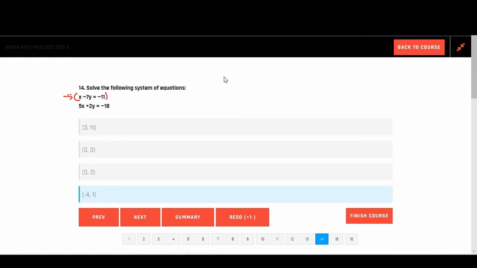So let's go ahead and do that. Again, -5 times x is negative 5x. Negative 5 times negative 7 is going to be positive 35y. And negative 5 times negative 11 is going to be positive 55. Okay, and as I said, I'm not going to touch the second equation. That's going to be 5x plus 2y equals negative 18.